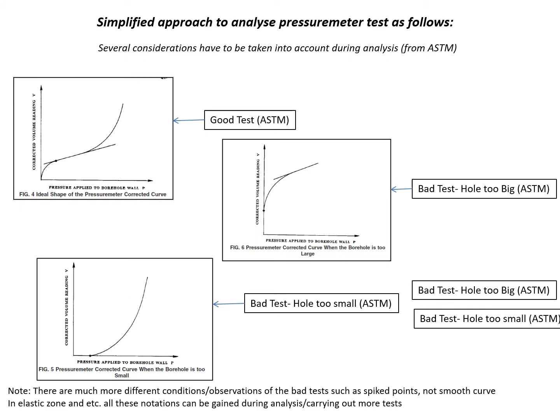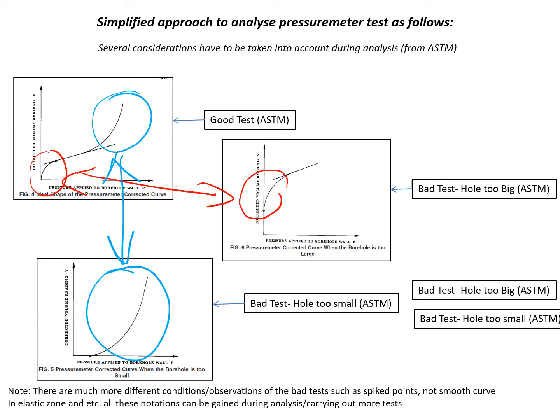Now, I would just like to show you good tests. This one is what you're getting. And then you have two different bad tests, if the borehole for the Pressuremeter test was not prepared properly. That means it's either too tight, or it's too big. You have this portion when it's too big, or you have another portion when it's too tight. Common sense: in both cases, the test is not good.